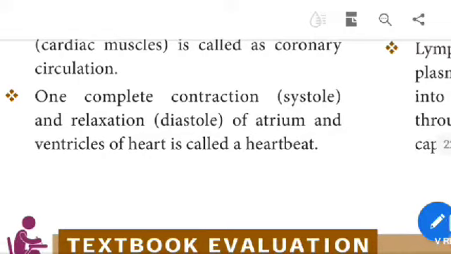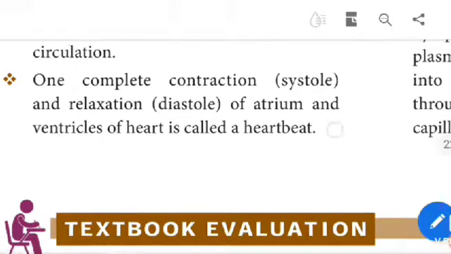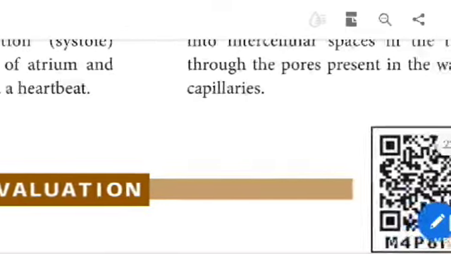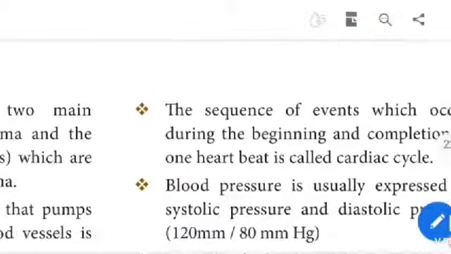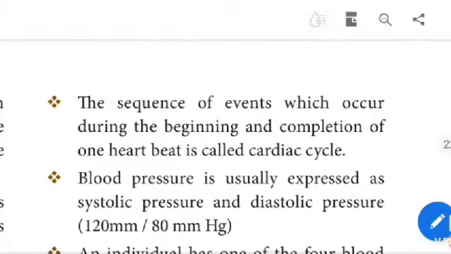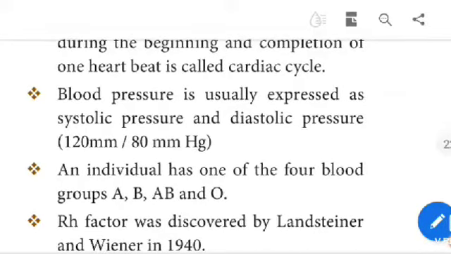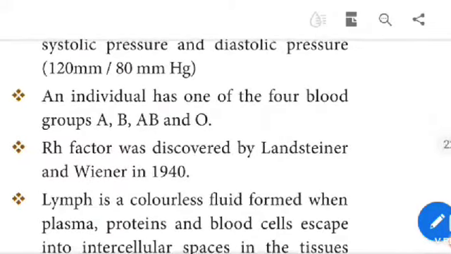One complete contraction, systole, and relaxation, diastole, of the atria and ventricles of the heart is called a heartbeat. The sequence of events occurring during the beginning and completion of one heartbeat is called the cardiac cycle. Blood pressure is usually expressed as systolic pressure over diastolic pressure, 120 over 80.